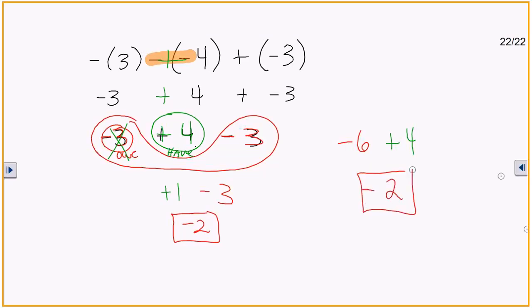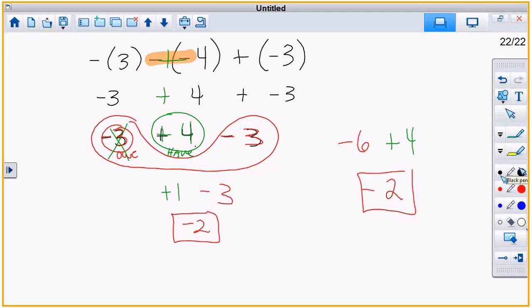So either way you do it, you're going to get the same answer. It doesn't matter how you do it. It doesn't matter how it's written. If you follow the three rules: 1, have is positive, 2, owe is negative, and 3, whenever you have two negatives together, you change that to a positive. If you follow those three rules, you should not have any problem with subtraction or addition. So let's try another one.